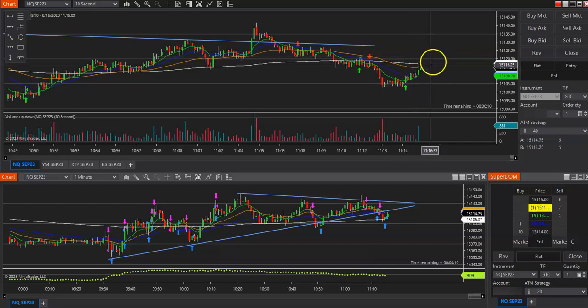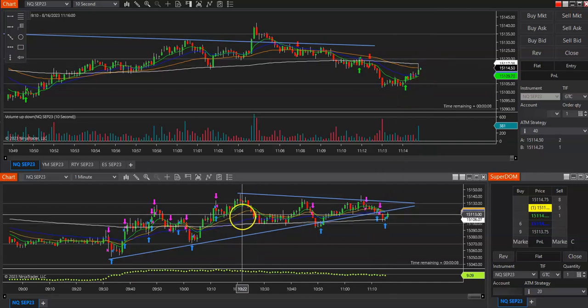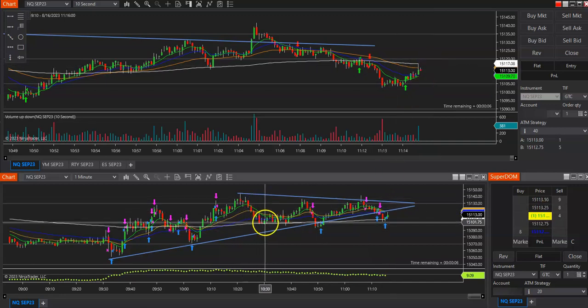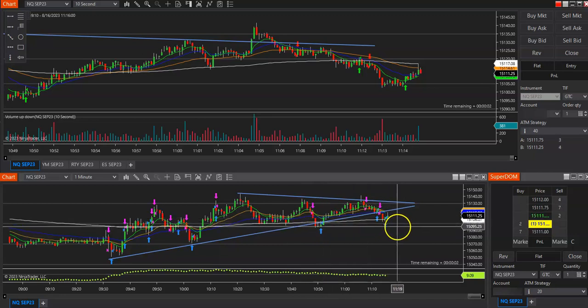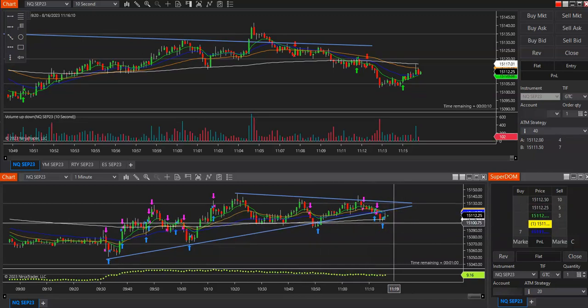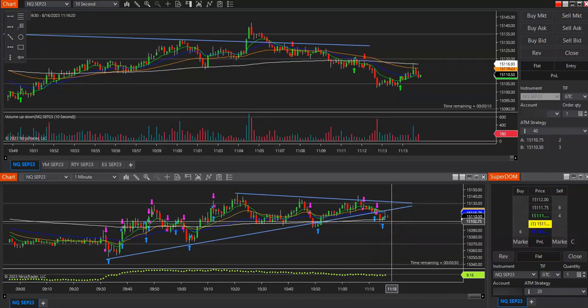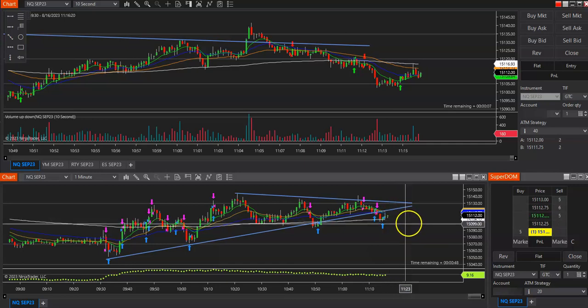And then pop up, but how many times has it touched? 1, 2, 3. This is around the 4th time. So it's a strong area of support around 100. Now, quick scalps towards it, and if it breaks below 100, then I want it to stay below 100 before I can take another trade.